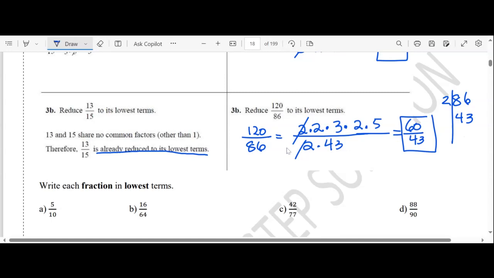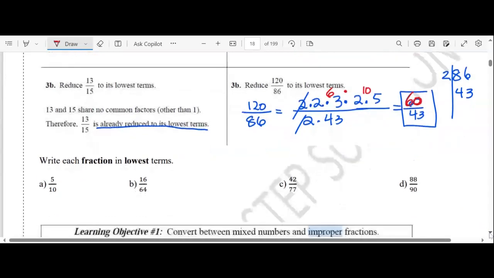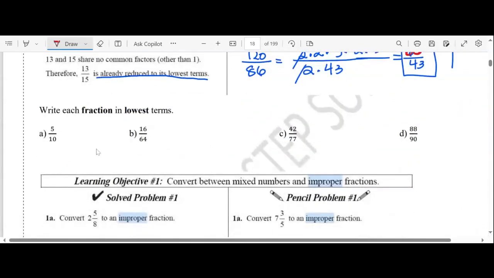60 over 43. I'm sorry, say again. Why you make it 60? He just wanted to, because you multiply 2 times 3 is what? 6, correct? 2 times 3 is 6, and 2 times 5 is what? 10. 6 times 10 is how much? 60. Okay, and that's the lowest. Is this clear? Yes. Can you do D? Yalla, classwork.